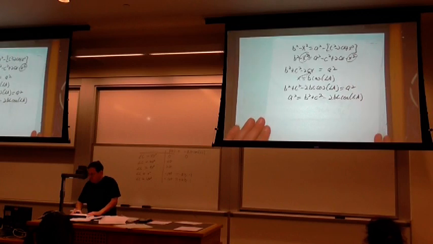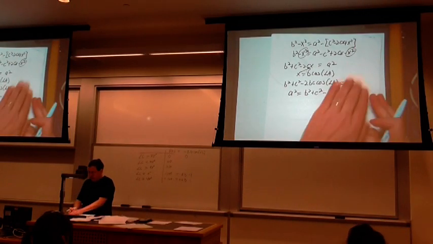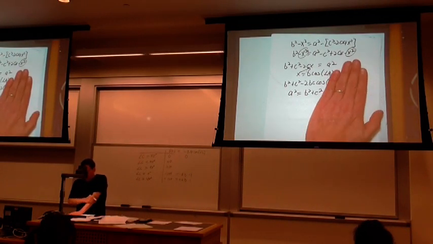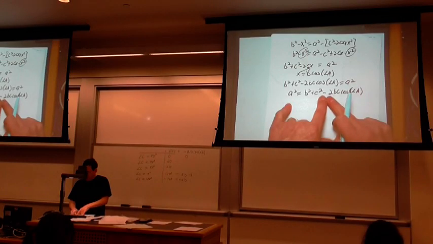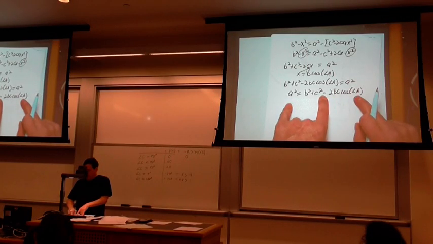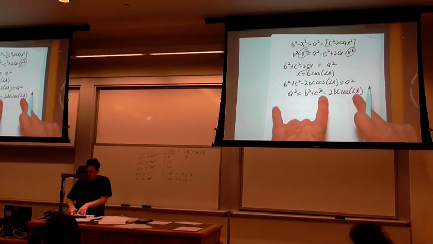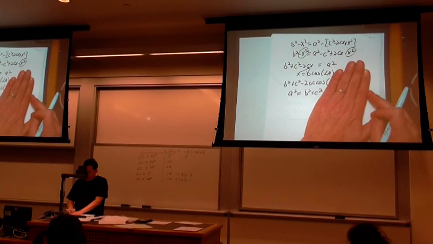Now, I want you to take a look at this. Here we have the Pythagorean theorem, and here we have a correction. And when angle A is a right angle, is 90 degrees, the cosine is 0, and this drops off, and we just end up with the Pythagorean theorem again.